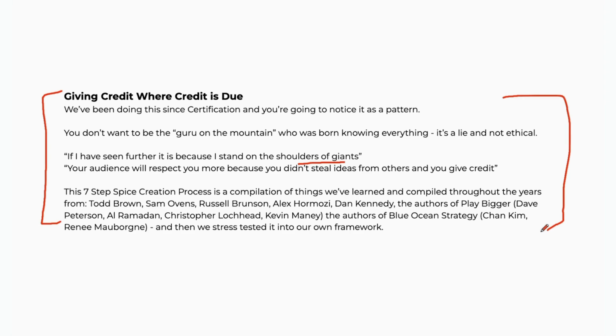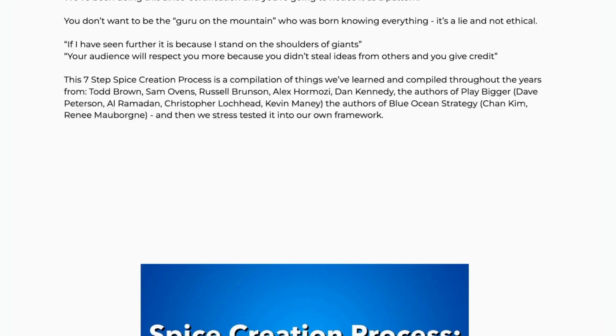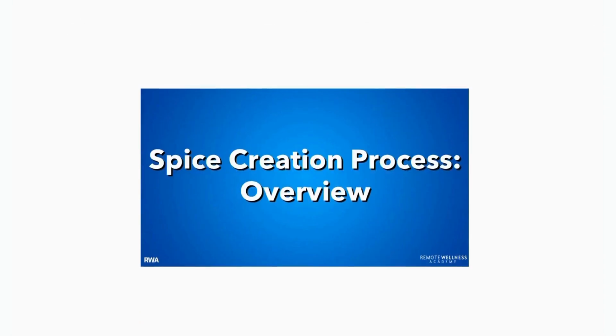But the big thing I want you to know is that the 7-step spice creation process is really a compilation of things that we've learned and compiled over the years through many people that we've learned from. People like Todd Brown, Sam Ovens, Russell Brunson, Alex Hormozi, Dan Kennedy, the authors of Play Bigger, the authors of Blue Ocean Strategy. And then what we did is we took all of those learnings and we actually stress tested them in our own framework. And so that's why I wanted to go ahead and really give credit where credit is due inside of this specific overview. So with that being said, this was the overview.